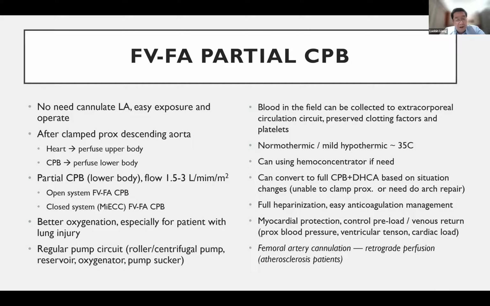Another option, if the proximal thoracic aorta can be clamped, is to use femoral vein and femoral artery partial cardiopulmonary bypass. This is not like a left heart bypass. You don't have to cannulate the left atrium, so it's easy to expose and operate. After you clamp the proximal descending aorta, the heart perfuses the upper body, and your cardiopulmonary bypass perfuses the lower body. This is a partial cardiopulmonary bypass. Usually you use a flow of 1.5 to 3 liters. In this procedure you can use an open system, or a closed system like a MEAC, which I will talk about in detail later on.